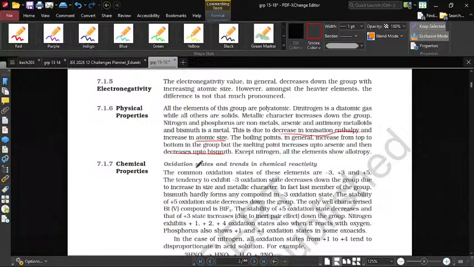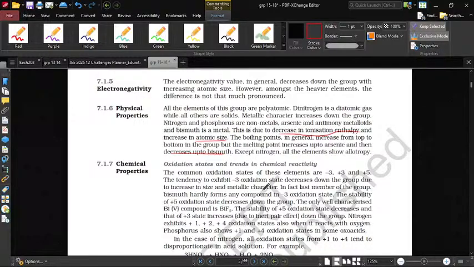Chemical properties: oxidation state and trends in chemical reactivity. The common oxidation states of these elements are -3, +3, and +5. The tendency to exhibit the -3 oxidation state decreases down the group due to the increase in size and metallic character. In fact, the last member of the group, bismuth, hardly forms any compound in the -3 oxidation state.